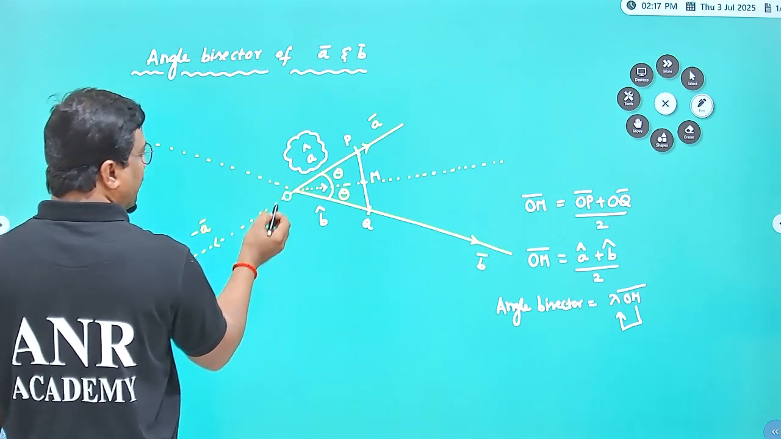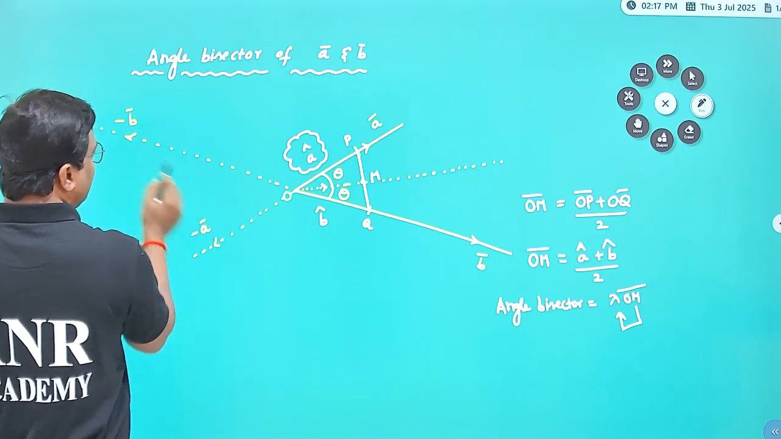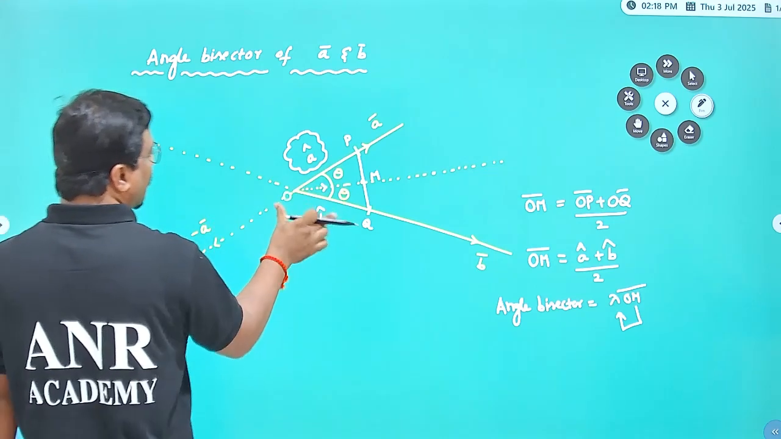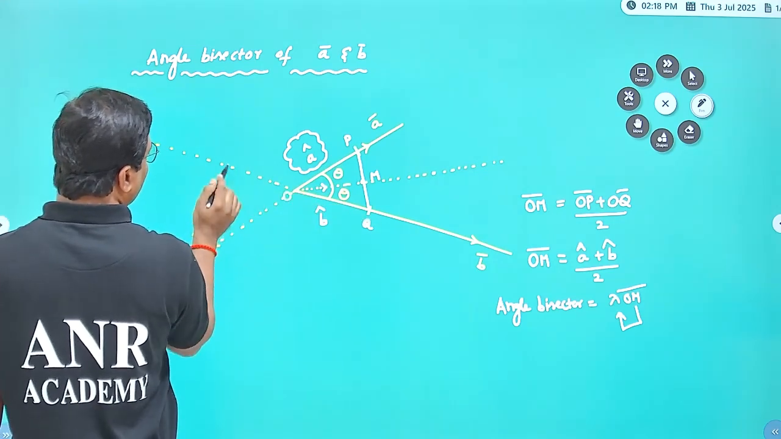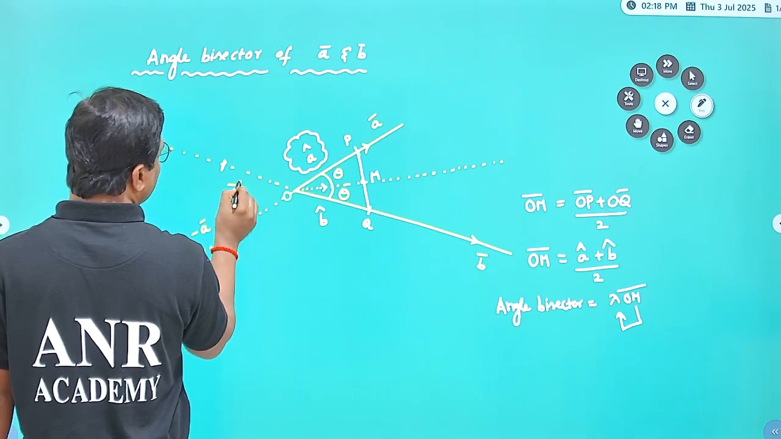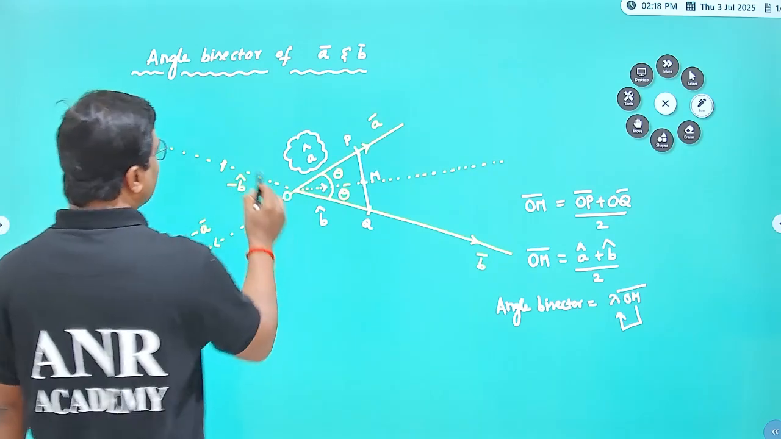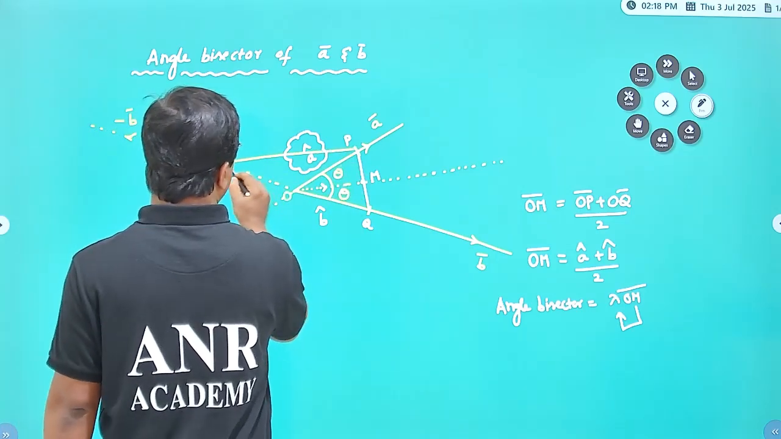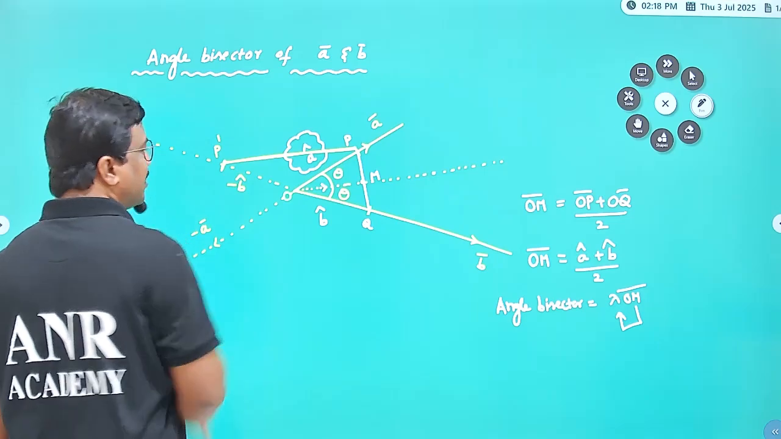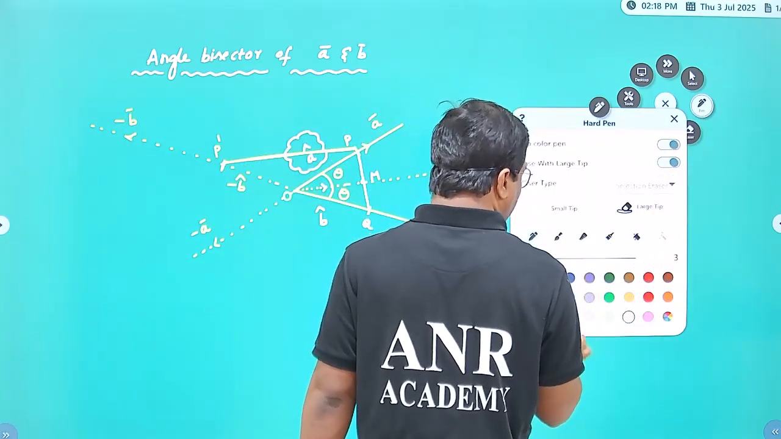See here what I am doing. Suppose in the negative direction of B bar, if you select unit vector, unit length up to here, it is denoted by minus B cap. And when you join these 2 points, suppose that this is some P dash, here there exists another bisector.